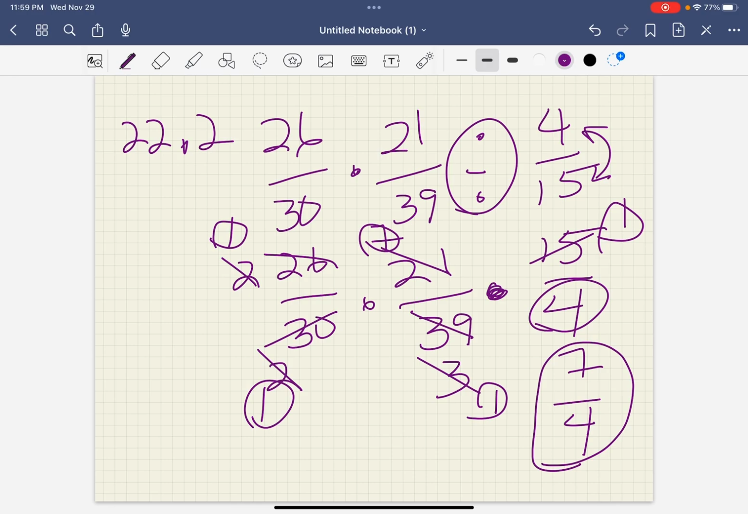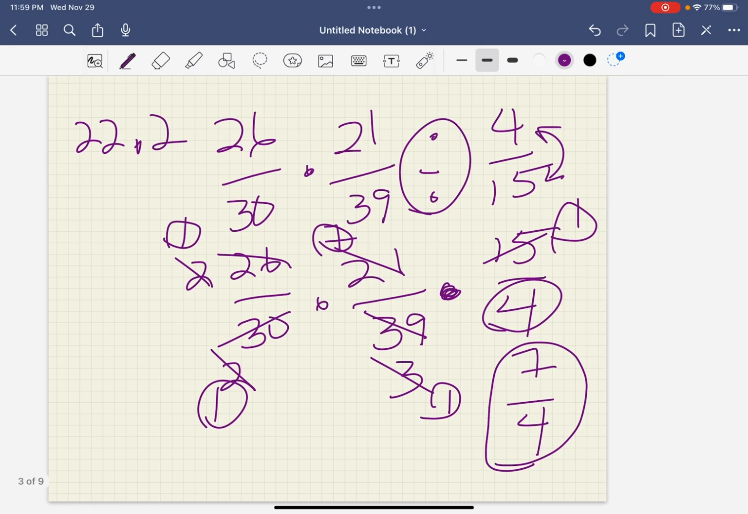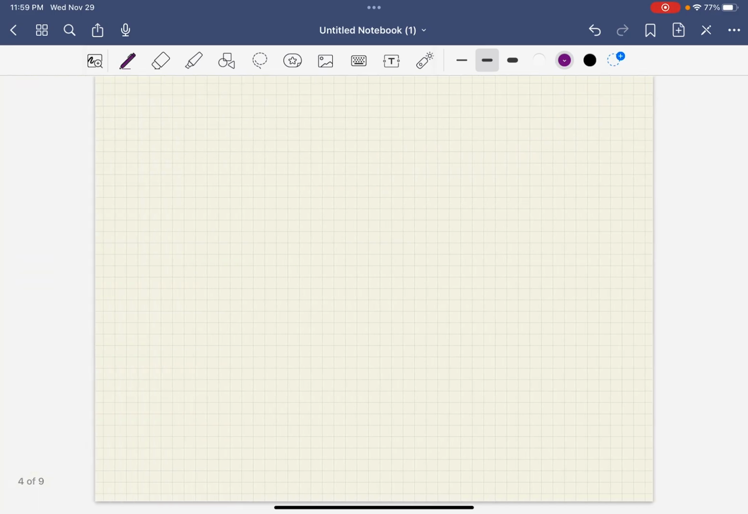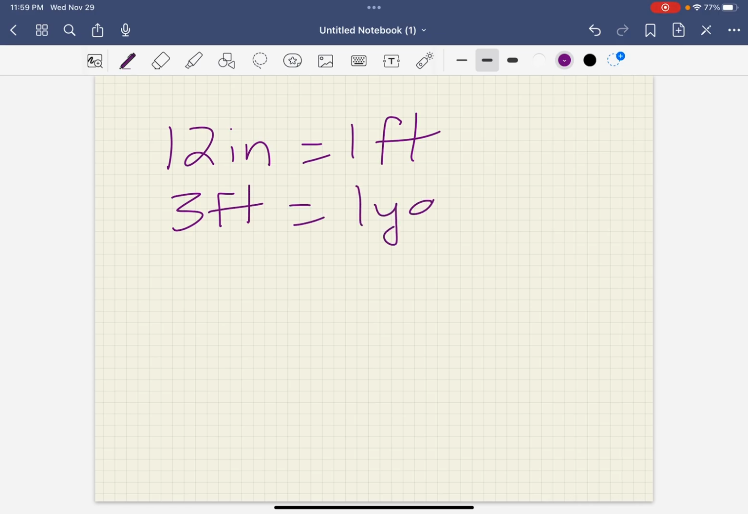Okay, so let's go on to lesson 23. On page 79, it says, no, actually on page 78. First of all, you have to memorize these if you don't know them. There are 12 inches in 1 foot. There are 3 feet in 1 yard. There's 5,280 feet in 1 mile.